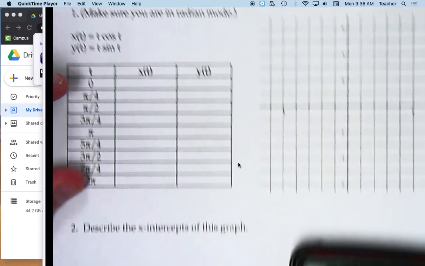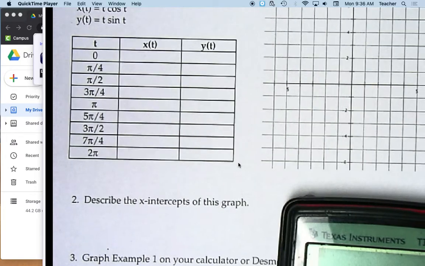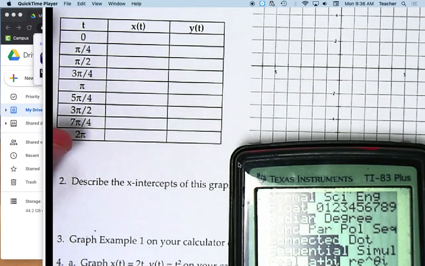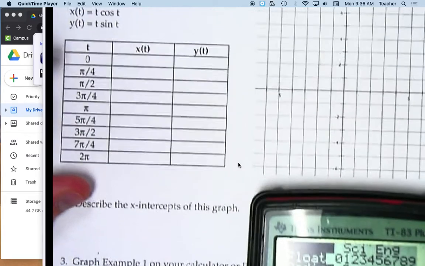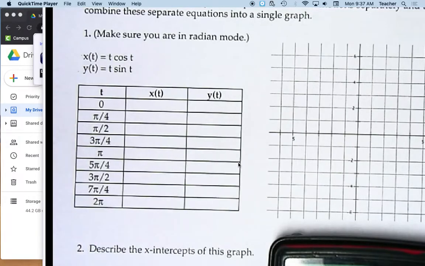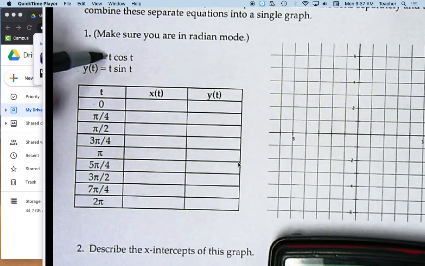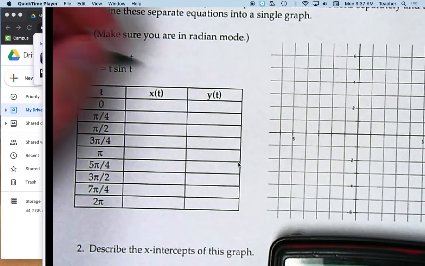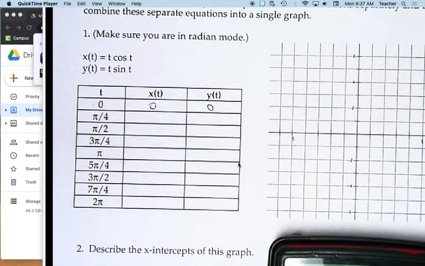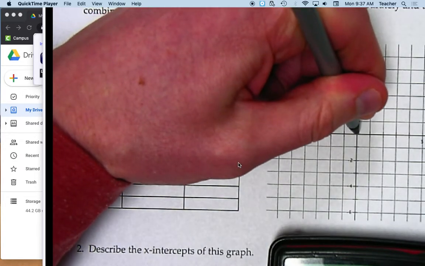And so you can definitely use your calculator on this. I see some trig functions there, so I'm going to make sure I'm in radian mode. And then basically I plug 0 in. And some of these you might even be able to do without a calculator, like when I plug in 0, doesn't matter what sine and cosine are. In this case, I can see both x and y will be 0. And so that means at time 0, this particle is at 0, 0.